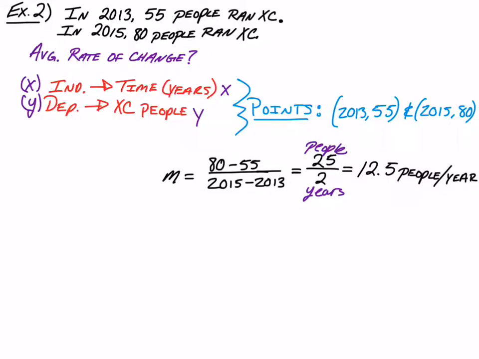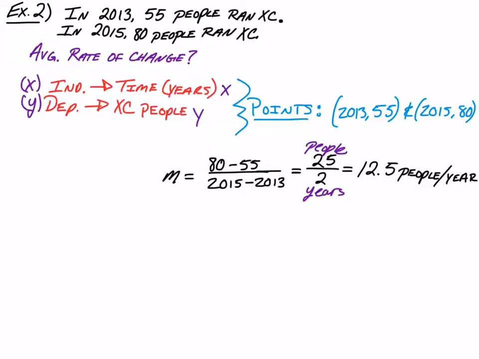So units are important here. We're able to put people on top, years on the bottom, and then once we divide, we get 12.5 people per year. And does that look like an increase or a decrease? The fact that it's positive tells me it's probably an increase. And now the most important part, the new part for pre-calculus is, can you interpret that answer? Can you describe what that means?